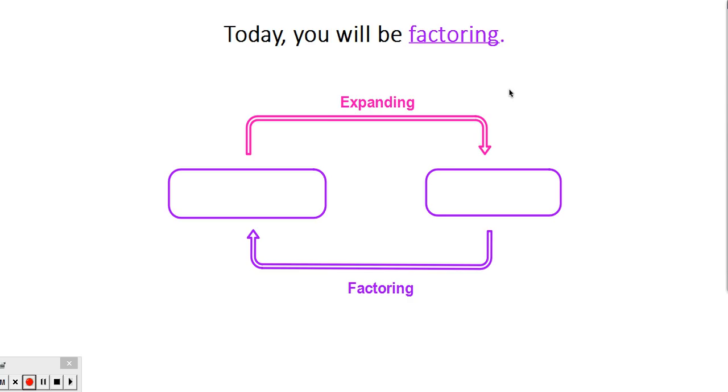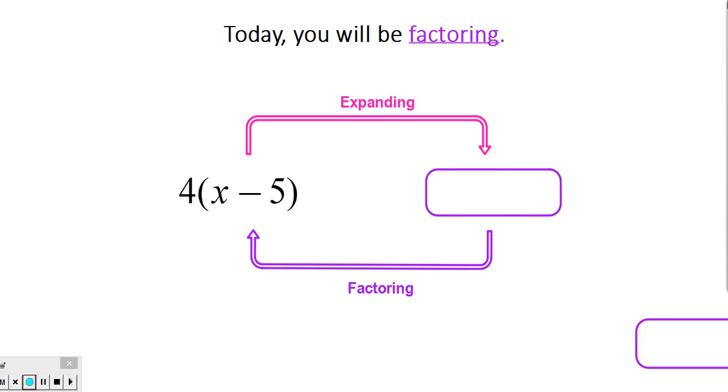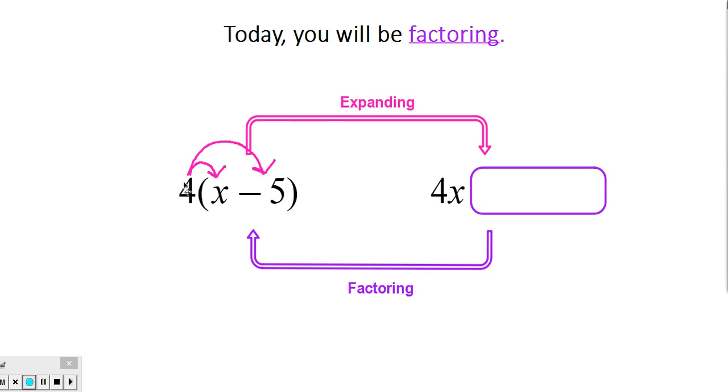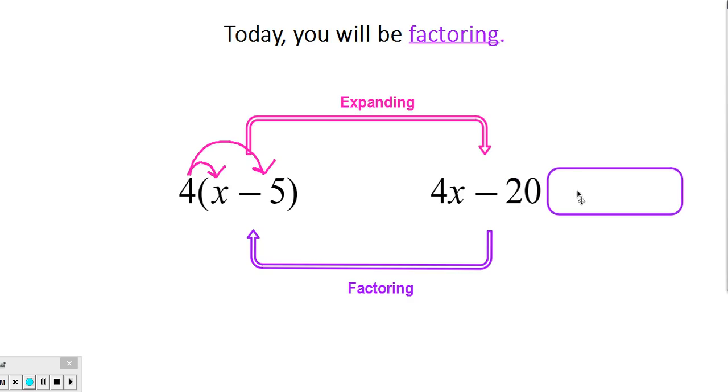If you want to copy this down, you may do so. So I said that today you will be factoring with distributive property, and I want to show you what factoring is. Previously, when we learned about distributive property, we multiply the factor by each term inside the parentheses. So we did 4 times x, which gave us 4x, and we did plus 4 times negative 5, which gave us negative 20. That is called expanding. When you're using the distributive property, it's called expanding.